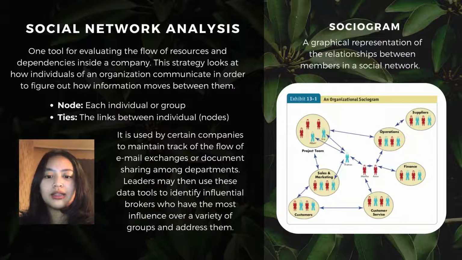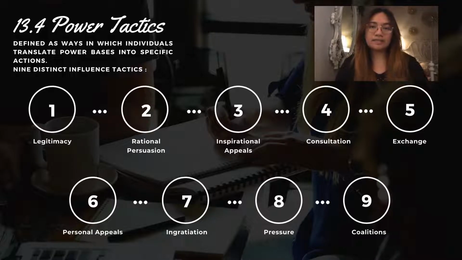Sociogram, as you can see from the picture, is a graphical representation of the relationships between members in a social network. The sociogram can be used by certain companies to keep track of the flow of, for example, email exchange or document sharing among departments. Leaders then may use these data tools to identify influential brokers who have the most influence over a variety of groups and address them. So the next thing to be discussed is power tactics.